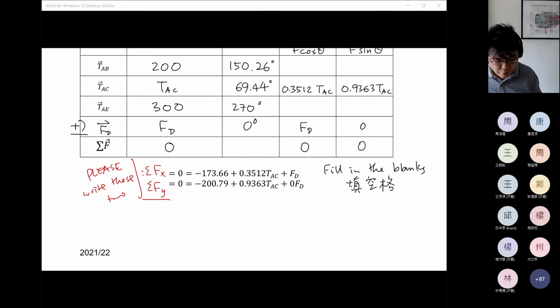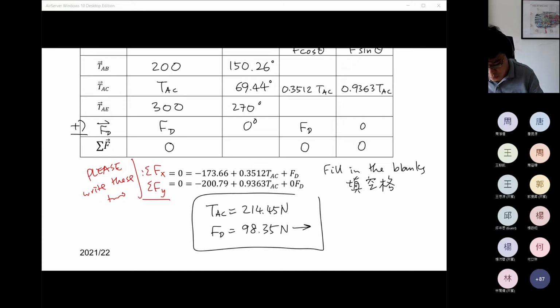Okay. So after this, of course, we can get the answers, which are TAC equals 214.45 Newton and FD equals 98.35 Newton towards the right. These are the answers.